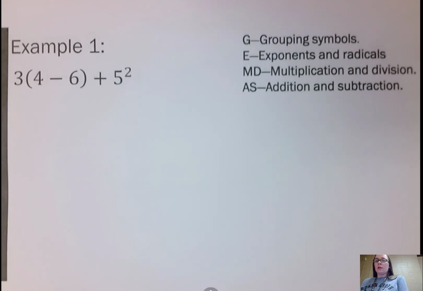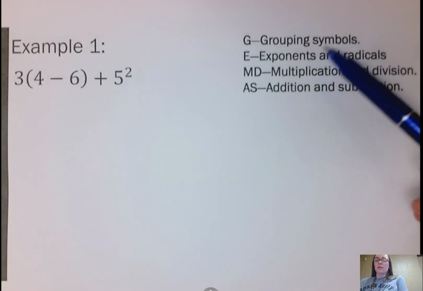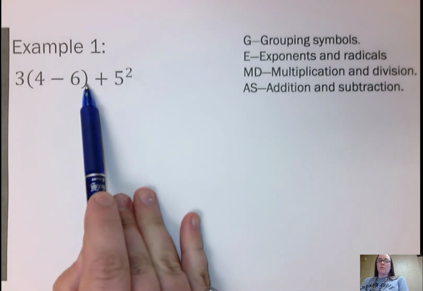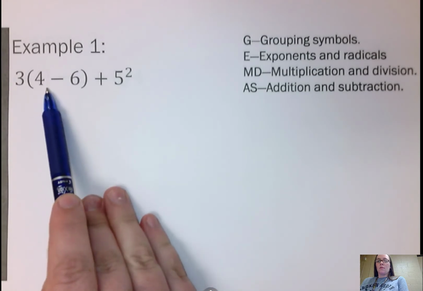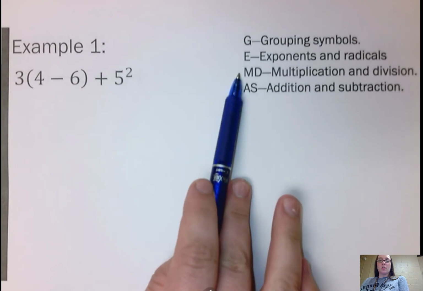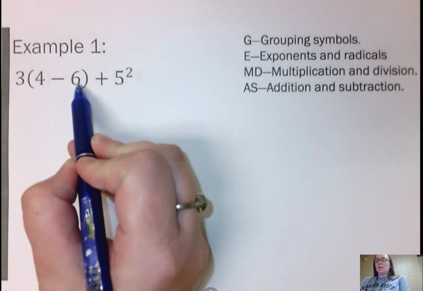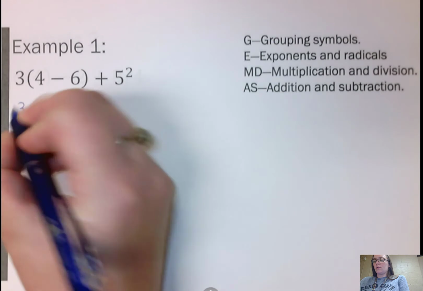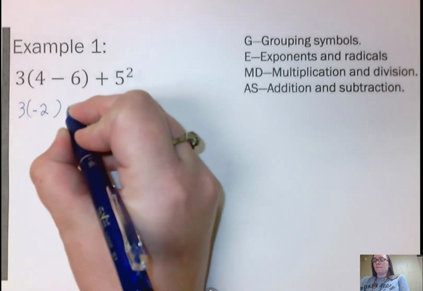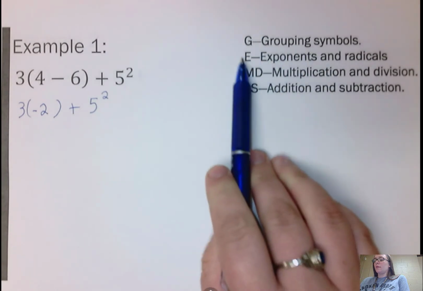All right, so now we're going to look at some examples. We're always going to start with our grouping symbols. Remember, these are parentheses, brackets, absolute value symbols, radical symbols. So I have a set of parentheses. I'm going to work what's inside that parentheses. Inside that parentheses, I don't have any exponents. I don't have any multiplication or division, but I do have a subtraction. So 4 minus 6 is -2. Everything else comes down.